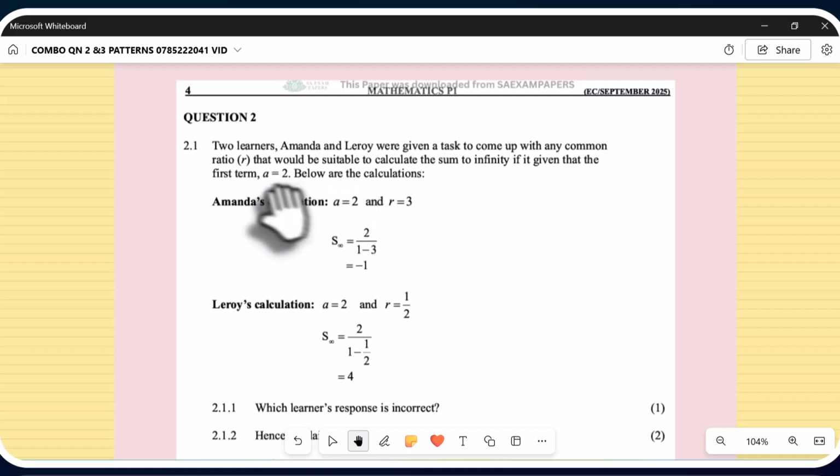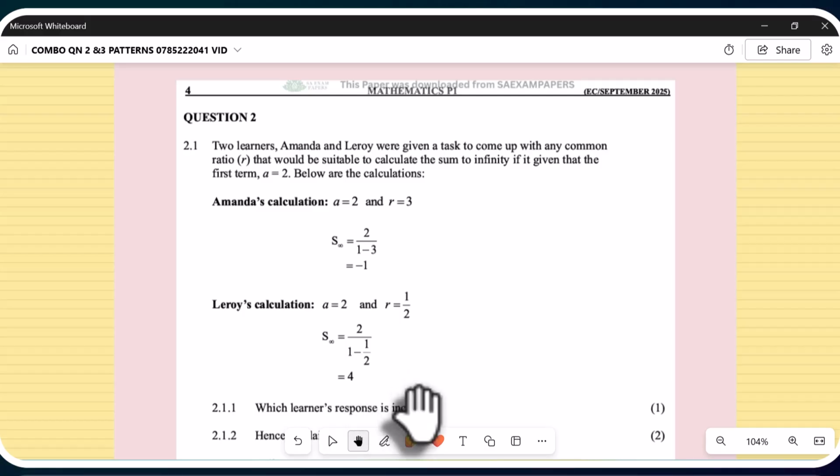Now here, to answer our question, we remember from the theory of geometric series that to get the sum to infinity, the common ratio must lie between negative 1 and 1. So this one is not correct. If they ask whose learner's response is incorrect, this one used a ratio bigger than 1, so it's not correct.